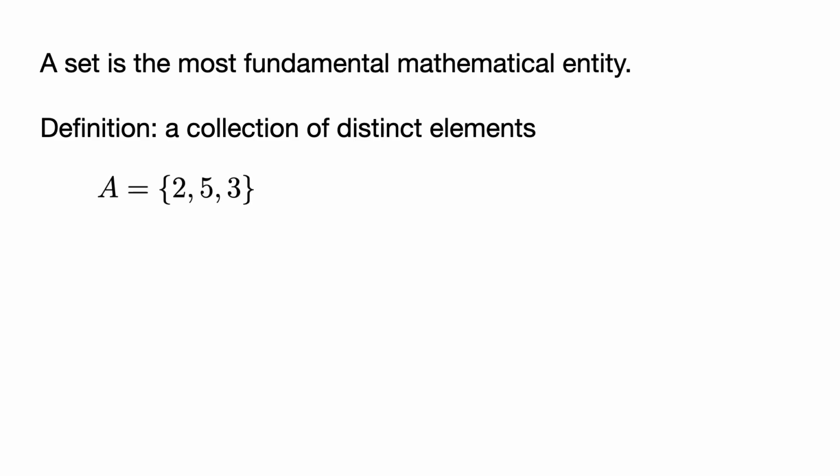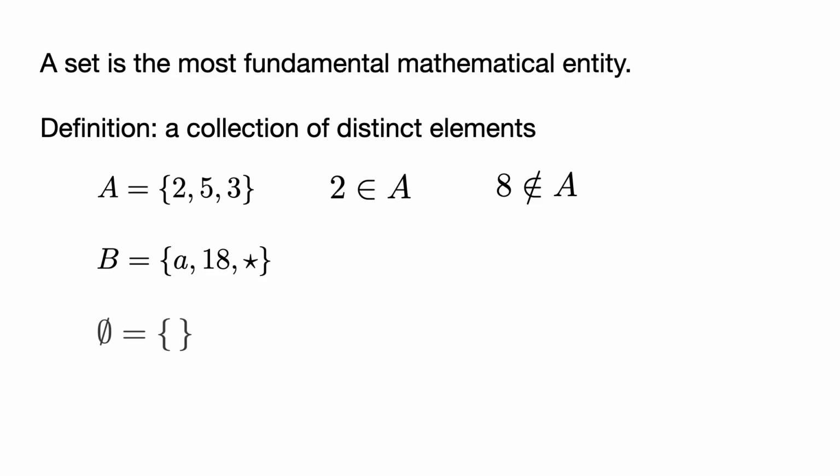We use the curly braces to denote the elements of a set. This set is named A, capital A, and so A is equal to the set {2, 5, 3}. So what can we say about this set? We can say that 2 is in A. That's what this notation with this epsilon means. And we can say that 8 is not in A. That's what this epsilon with the slash through it means. We don't need the same types of elements in a set. Here's another set labeled B, and it has the letter A, the number 18, and the star in it.